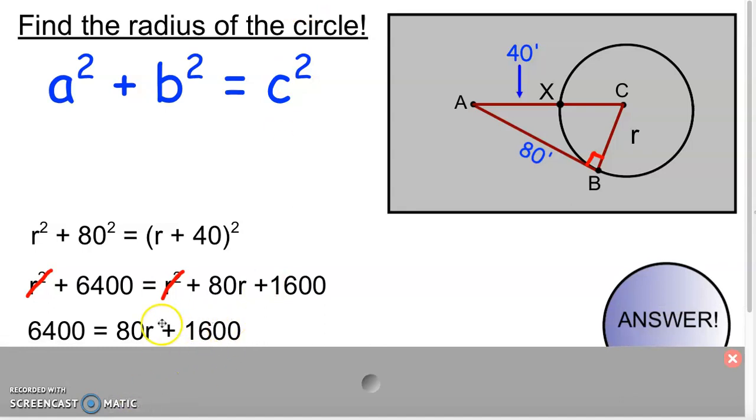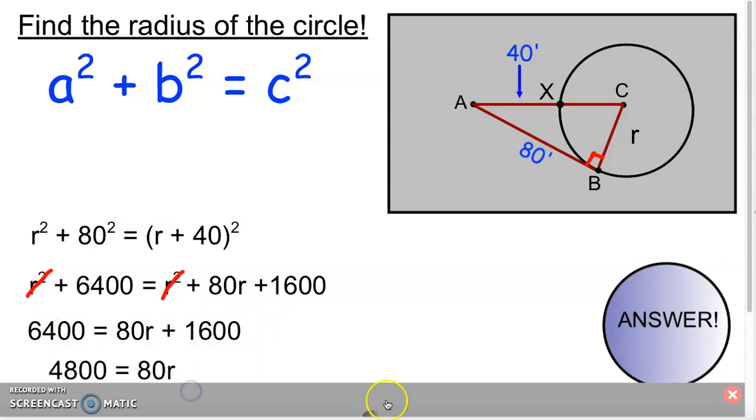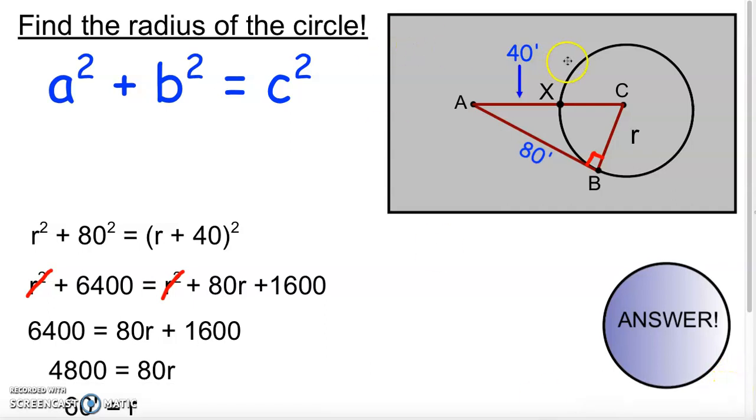I'm going to subtract 1600 from both sides. So 6400 minus 1600 is 4800. And then I just divide by 80 and I get r equals 60. So in fact, this distance is 60 feet. And some of you may have noticed that this is actually a Pythagorean primitive. This is a 3, 4, 5 triangle, because this becomes a 60, 80, 100, or 6, 8, 10 type triangle.